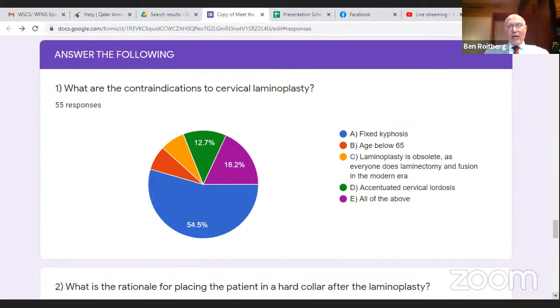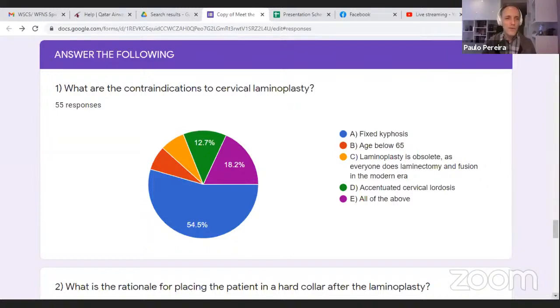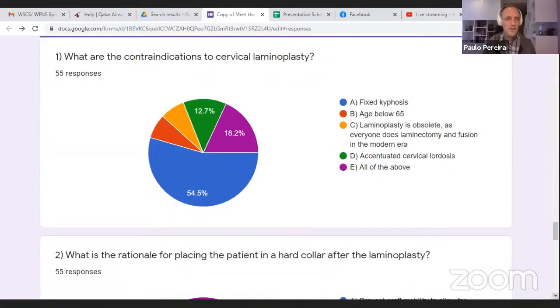The first question is, yes, fixed kyphosis is the contraindication. Accentuated cervical lordosis is not. All of the above is. The correct answer is fixed kyphosis, as most people said. Okay, so let's move to the second question.